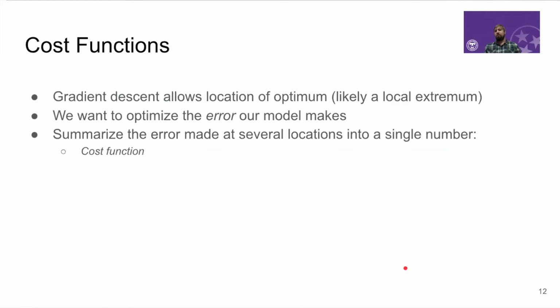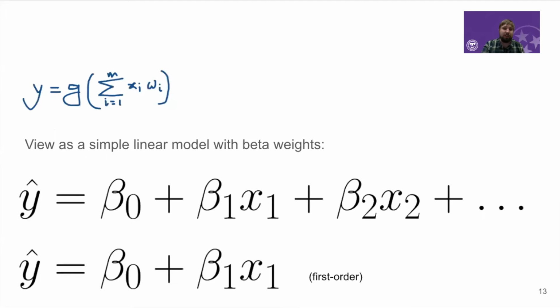So in order to learn the best weights that we can get, we want to optimize the error that we're making. Our gradient descent is descending down error; that is the goal. So we need a way to summarize the error that we make at a particular set of weights at several locations and collapse that into a single number. That's going to be what we're going to call a cost function. So let's take a look at an example of that.